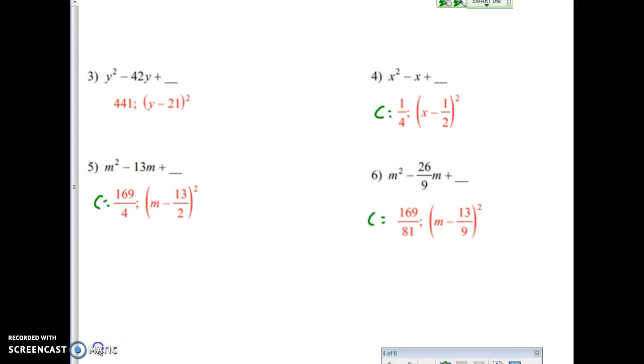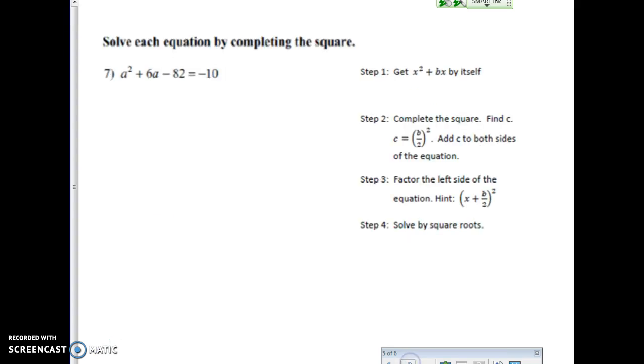I got c to be 169 over 4 for number 5, and then m minus 13 over 2 squared. And then I got c to be 169 over 81, and m minus 13 over 9 squared to be the factor form. So let's apply this and try to talk about how can we solve by completing the square.